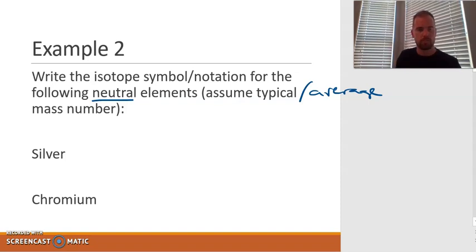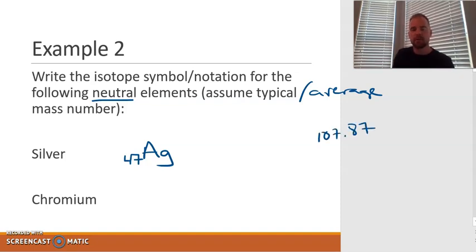So let's look at the first example, silver. First thing I need to do is write the element symbol. Silver is Ag. And if I take a look at the periodic table, I can see that Ag's atomic number is 47. And so I'm going to write that down there at the bottom. Now, what do I write up at the top for the mass number? Well, since it's not giving me any information, I have to assume that we're looking at a typical, average, run-of-the-mill silver atom. So if I look at the periodic table for silver, silver's average atomic mass is listed as 107.87.